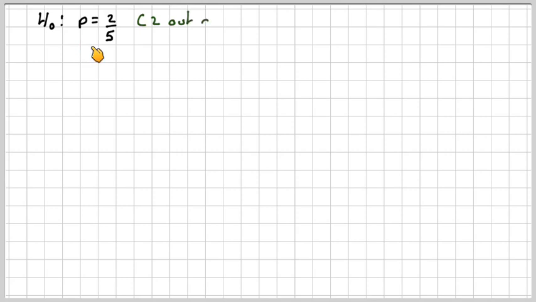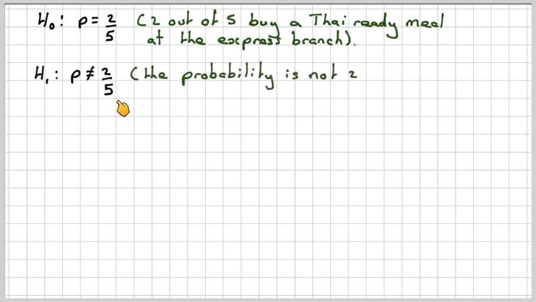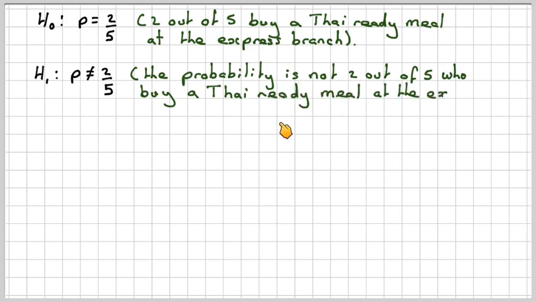So H0 is P is equal to 2/5: 2 out of 5 buy a Thai ready meal at the express branch. And then H1 will be that P is not equal to 2/5. The probability is not 2 out of 5 who buy a Thai ready meal at the express branch, because here we are just looking for a difference, not an increase or decrease. Therefore, this is a two-tailed test.